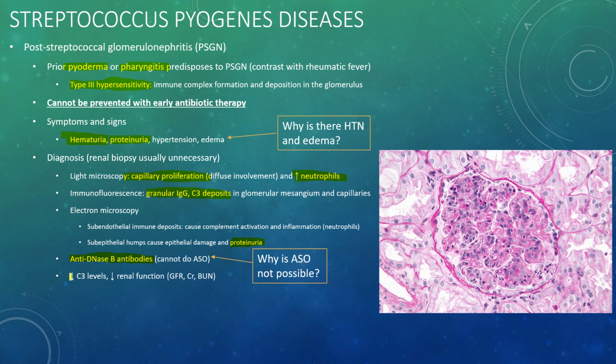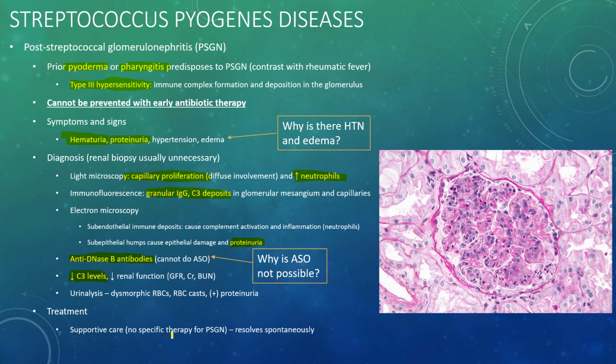Another thing you get are decreased C3 levels because they're all being converted to C3a and C3b, and decreased renal function because we talked about how the glomerulus is being damaged and the GFR drops. Urinalysis will show dysmorphic red blood cells, red blood cell casts. These are classic for glomerulonephritis, so always look for these on urinalysis.